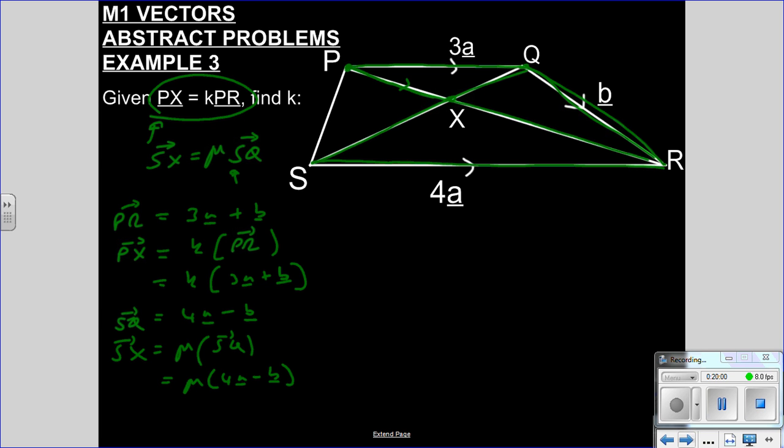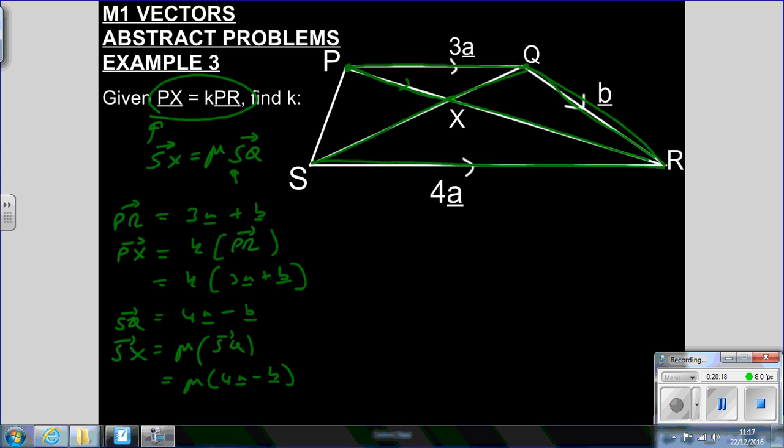Okay, so S to X and P to X intersect each other, don't they? They intersect each other. So it makes sense to me that we need to have two versions of P to X. So if we can use what we already know to come up with two versions of P to X, then they must be the same, mustn't they? Okay? So we already know that P to X from our first definition is k lots of 3a plus b. Sorted. What's another version of getting from P to X though?